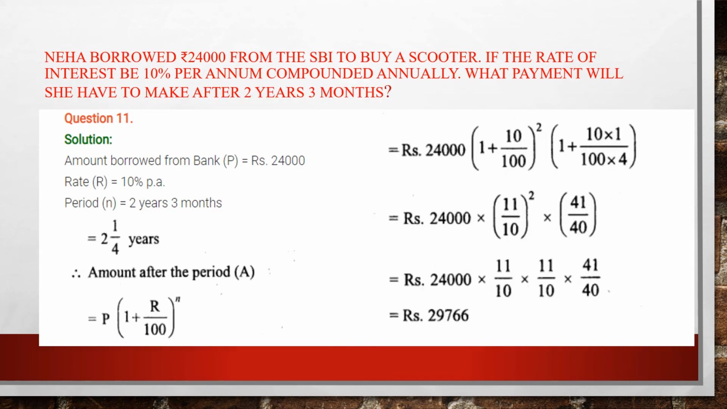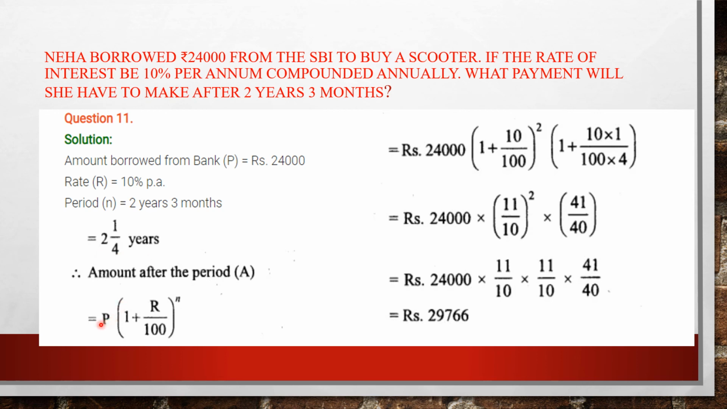Neha borrowed 24,000 from SBI to buy a scooter. If the rate of interest is 10 percent per annum compounded annually, what payment will she have to make after 2 years and 3 months? So the principal amount is 24,000, the rate of interest is 10 percent per annum, and the period is given as 2 years 3 months. So it can be written as 2 1 by 4 years.